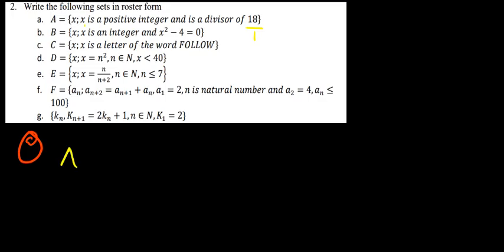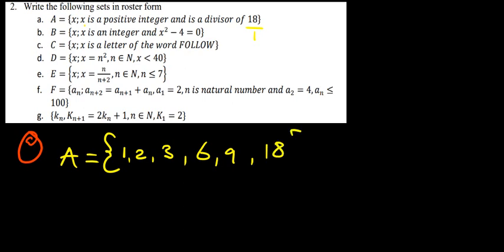So we're going to say set A is equal to, okay, so we know that 1 can go into 18, 2 can go into 18, 3 can go into 18, 4 cannot, so it won't be in this set, but 6 can, 9 can go into 18, and itself. So this set here will be a set of positive integers that are also a divisor of 18. So we've listed set A there.